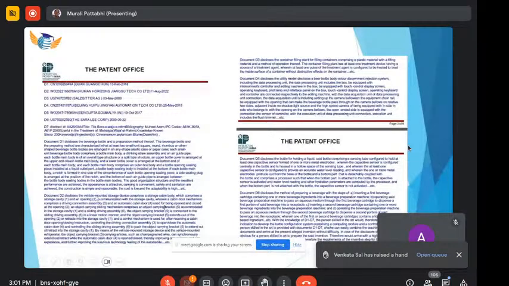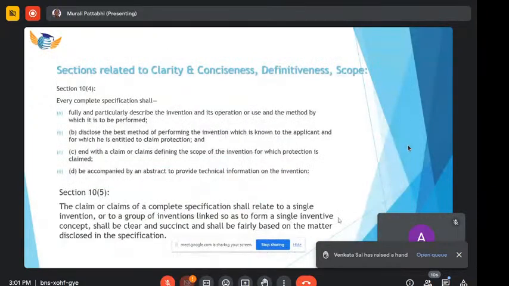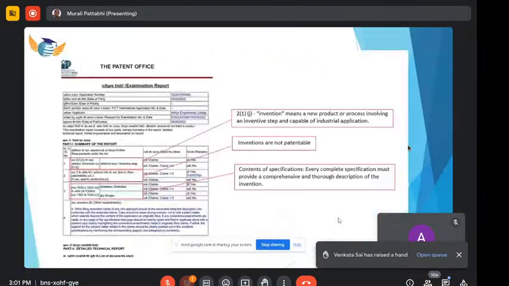In what way D1 is nearer to our application, and D2, D3, D4, D6, all till D7, in what way each is related to us will be given, along with the examiner's explanation and perception of the invention, in this detailed invention disclosure. So if you go into detail, let us try to understand.